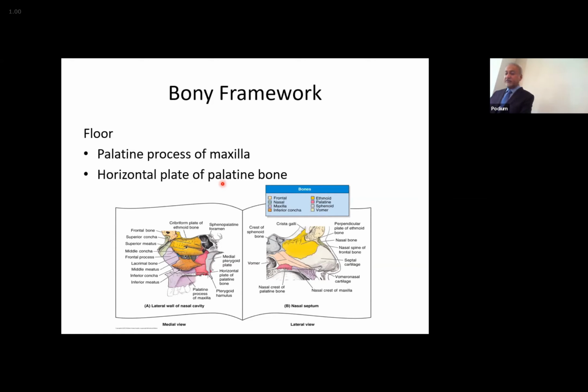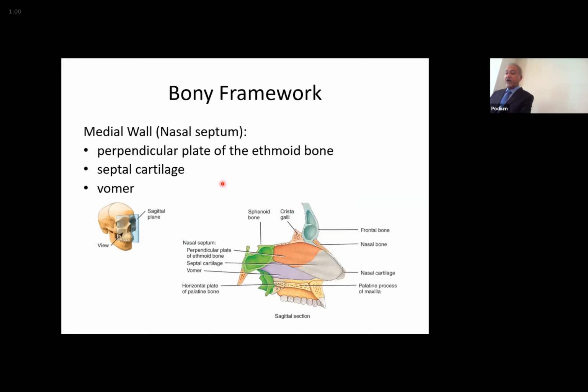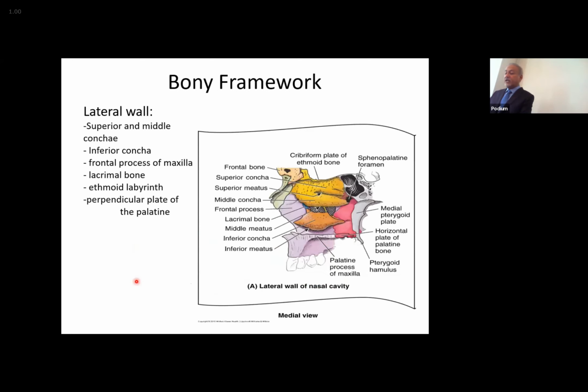Okay? Now let's look at the floor. So from the front to back, we have the palatine process of maxilla and horizontal plate of the palatine bone. On the other view, you can see these same bones which are forming the floor. Now, the medial wall, which is formed by two bony and one cartilaginous part. Perpendicular plate of ethmoid and vomer are the bones, while septal cartilage is forming the cartilaginous part, sitting more anteriorly.